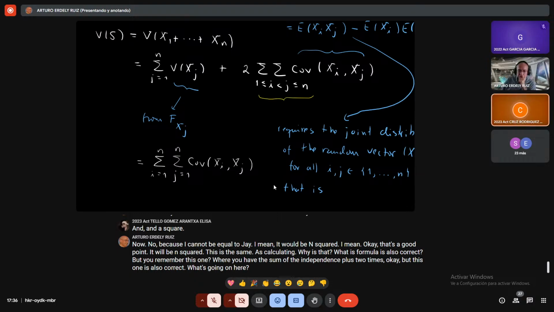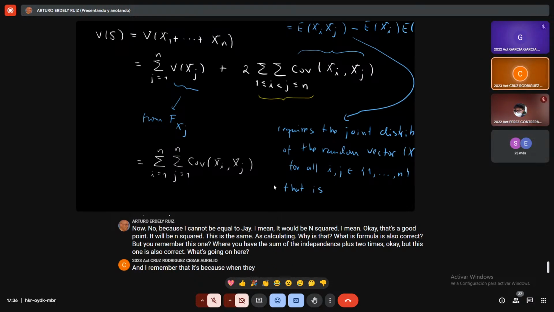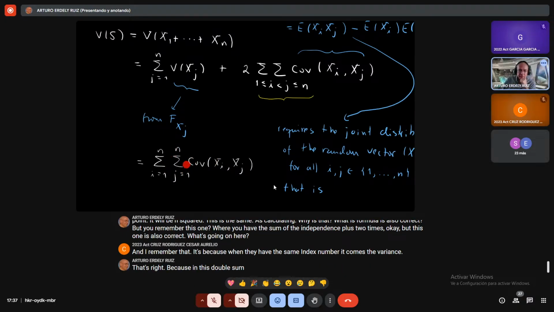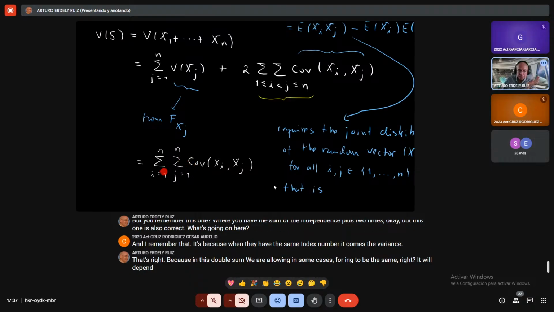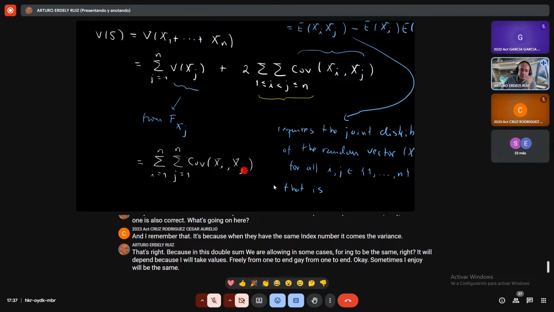I remember that it's because when they have the same index number, it becomes the variance? That's right, because in this double sum, we are allowing, in some cases, for i and j to be the same, right? It will depend, because i will take values freely from 1 to n, j from 1 to n, okay? Sometimes i and j will be the same, sometimes not, okay? In fact, there are only n cases, so we have n squared terms, right?